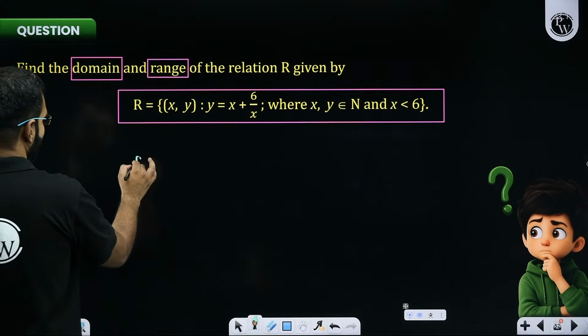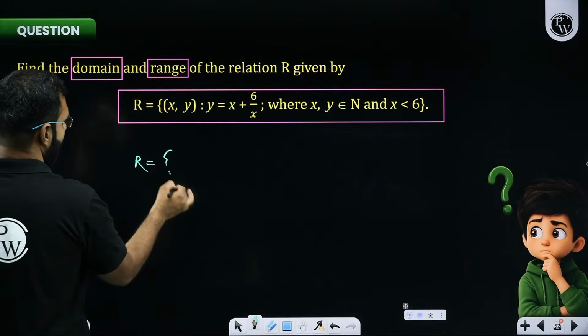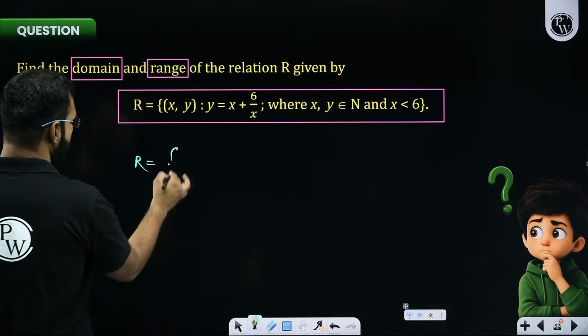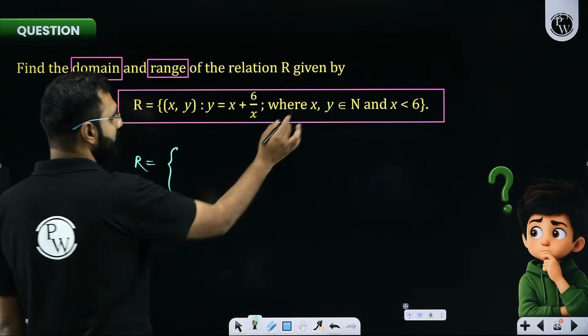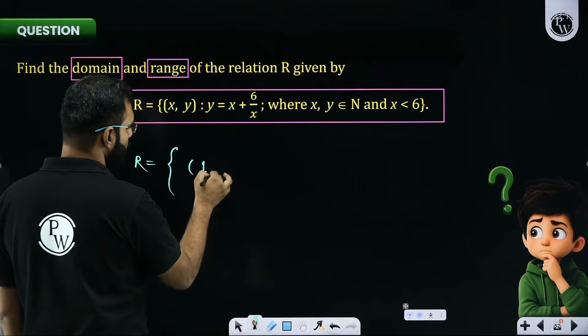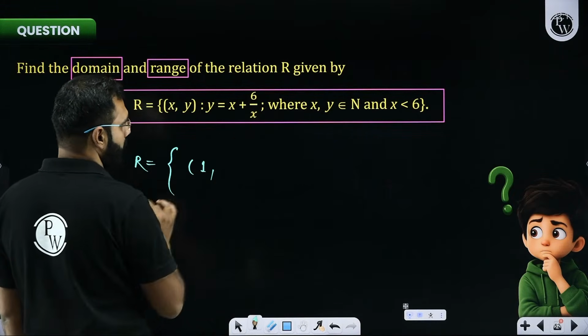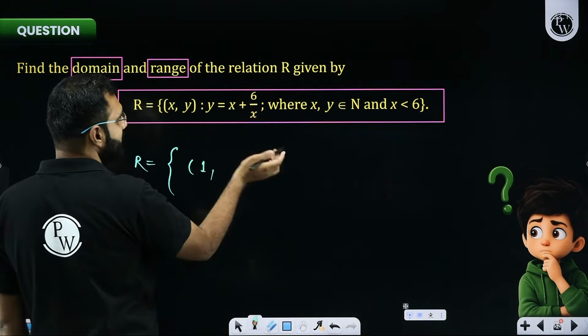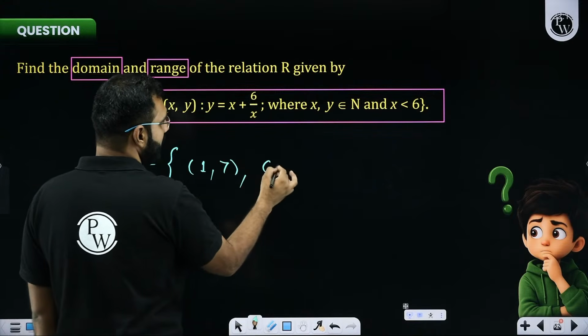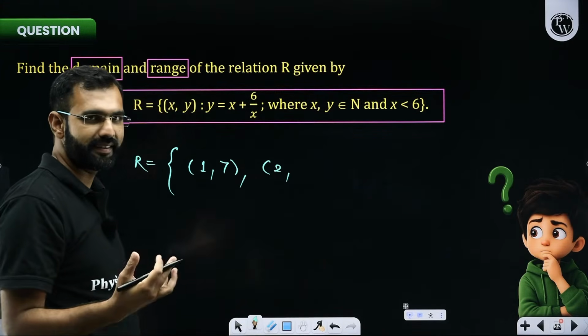So if I define, this is set builder form, yes or no? So if I write all the ordered pairs manually, can I take x as 1 because x is a natural number? So if x is 1, 1 plus 6 upon 1, that's 7. So 1 comma 7. Can I take x as 2? Let me take x as 2.